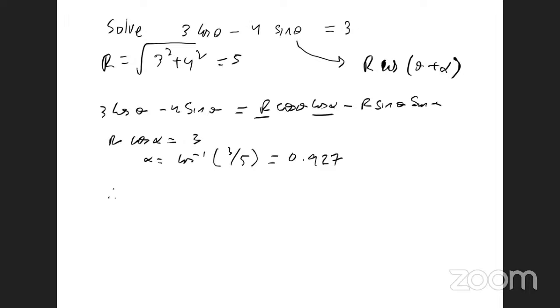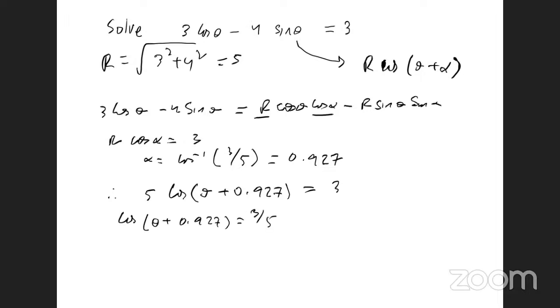So therefore, what do we have now? We have 5 cos theta plus 0.927 equal to 3. We're trying to get the general solution, right? By the way, if they don't say general solution, it means that you just find the angles within the range, like what we did last week. Find the angles within the range. So that will be cos theta plus 0.927 is equal to 3/5.